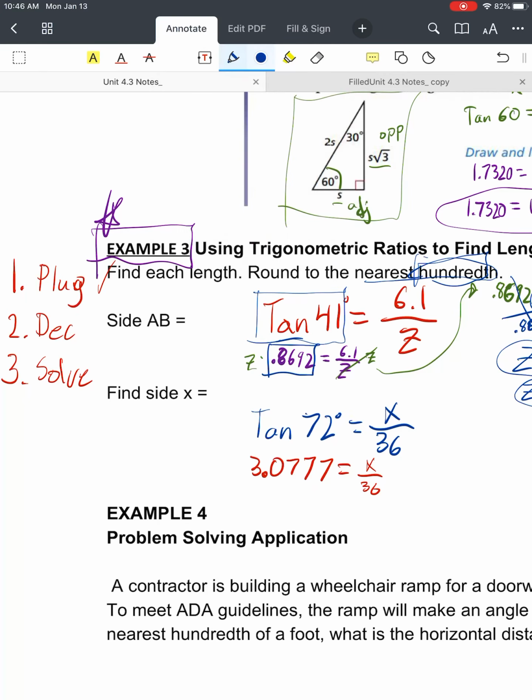So then I'm going to get rid of that 36. The opposite of division is multiplication, so I'm going to multiply both sides. These will cancel. We're going to be left with x equals 110.8.